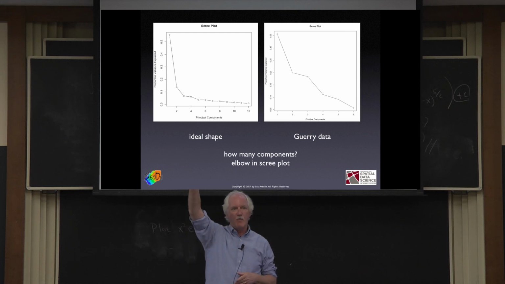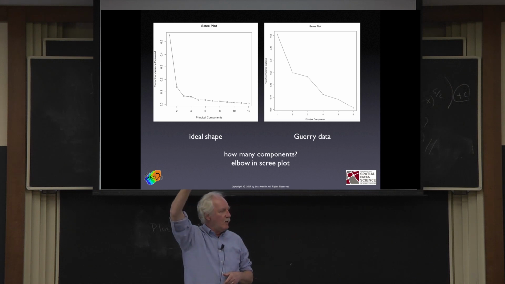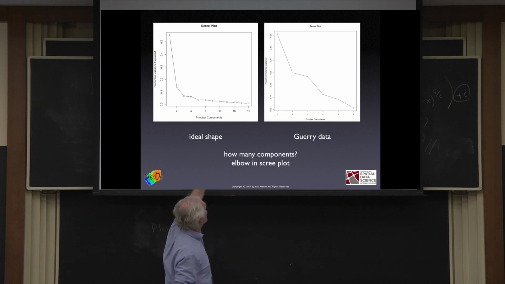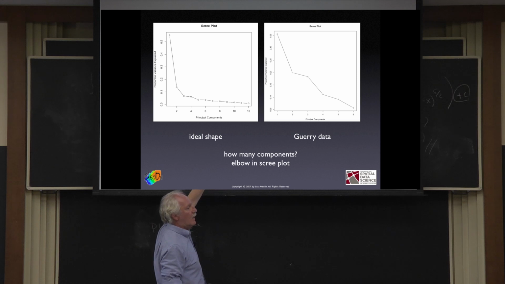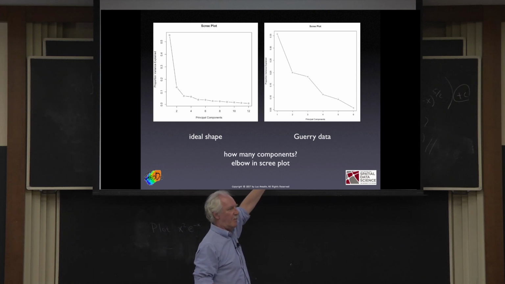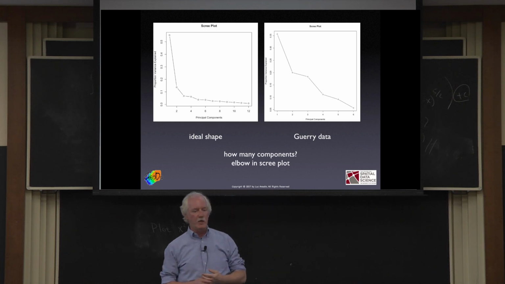So you get a very steep decline and then it flattens out. So basically where it flattens out, you stop, because the gain from adding additional components is marginal, right? In our example, unfortunately, there's no such thing. I mean, it takes a lot of imagination to find a kink in that plot. It's called a scree plot.